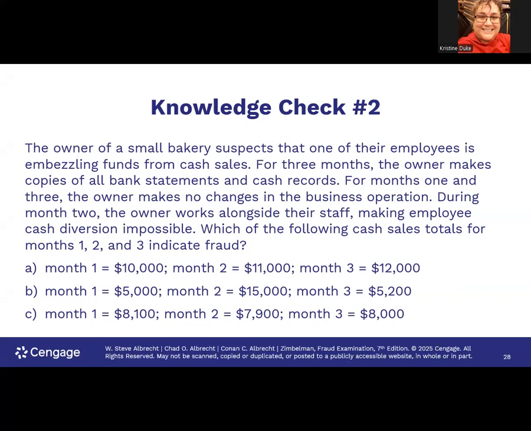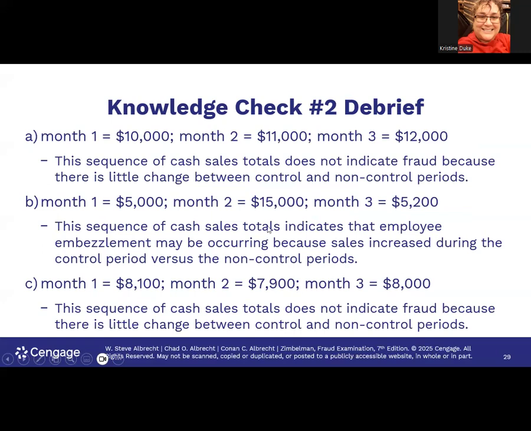Month 1 is 8,100, 79, and 8,000. This one looks pretty normal to me. That one looks like the normal one. This one I would question. This one I probably would question too. Okay.